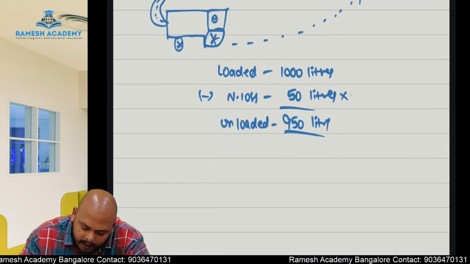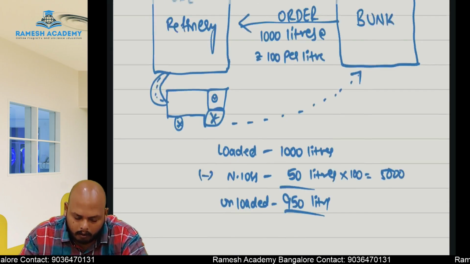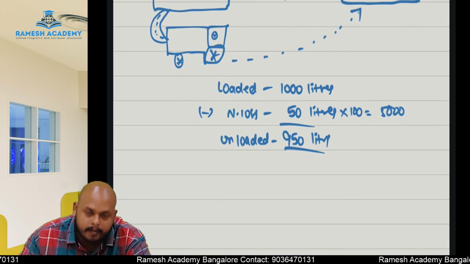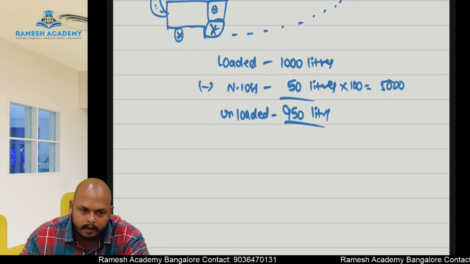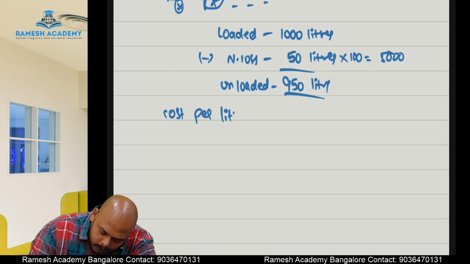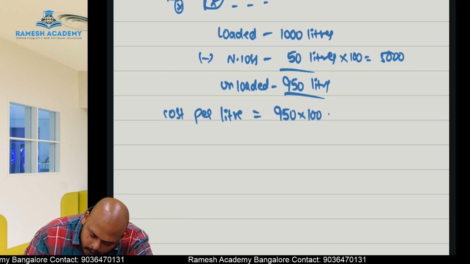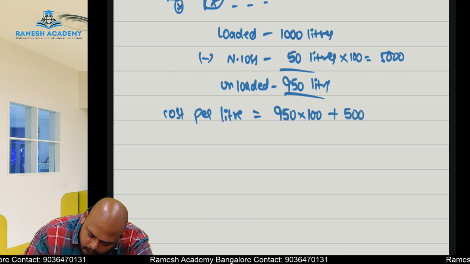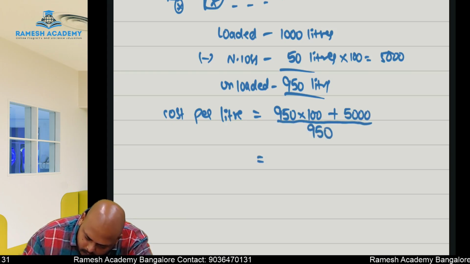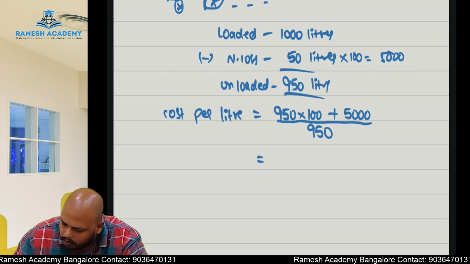So what is the cost of this 50 liters? 50 into 100 per liter. That is nothing but 5000. The cost of normal loss is absorbed by good units only. Good units is how much? 950. What is the cost of normal loss? 5000. Now let us calculate cost per liter. Cost per liter is equal to 950 into 100 plus 5000, divided by 950 liters unloaded. That is nothing but 1 lakh divided by 950. So that is nothing but how much?